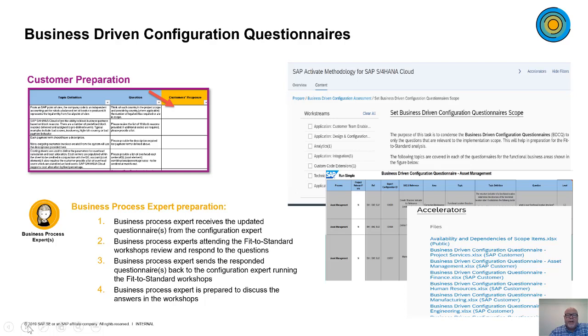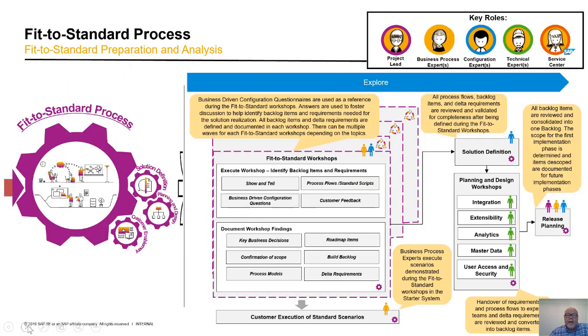Business-driven configuration questionnaires, mission critical for any customer out there. These are the questionnaires that are sent to the customers before they get to the fit to standard workshops. The answers and the feedback that are provided by the customers in these questionnaires really set the project scope. What are the SSCUIs being used? What are the process steps? What are the process flows that we want to use with our new solution? All of this is covered right here in these business-driven configuration questionnaires that are updated on a quarterly basis, same as the product itself.